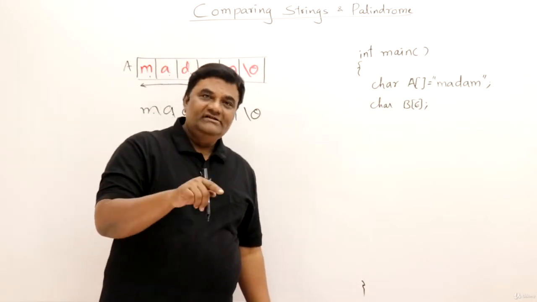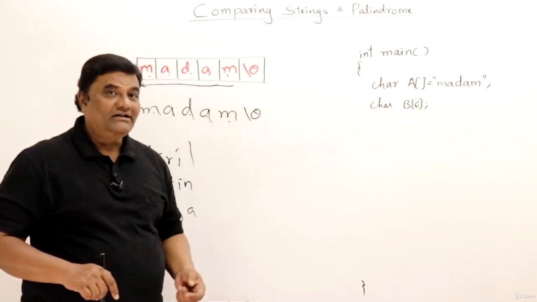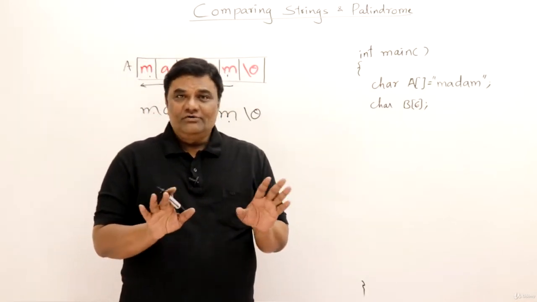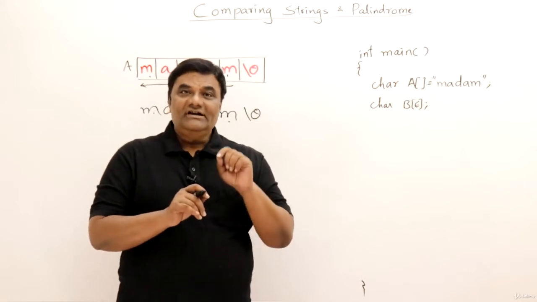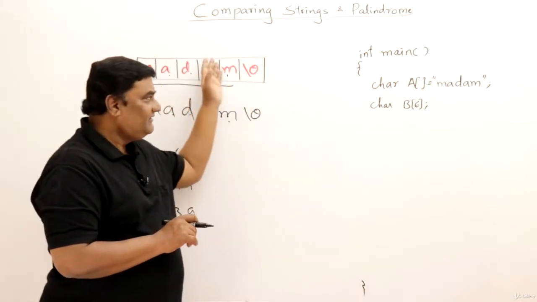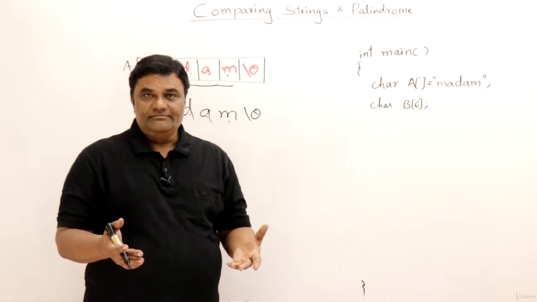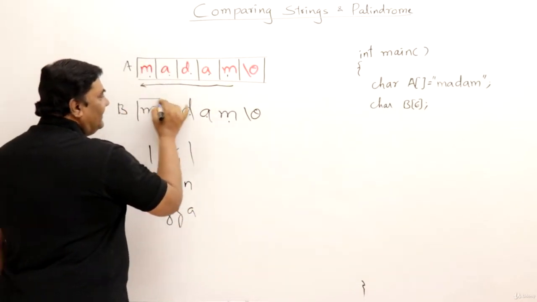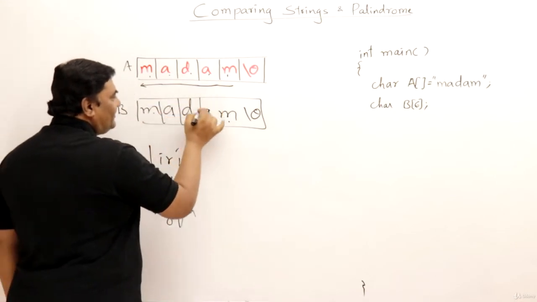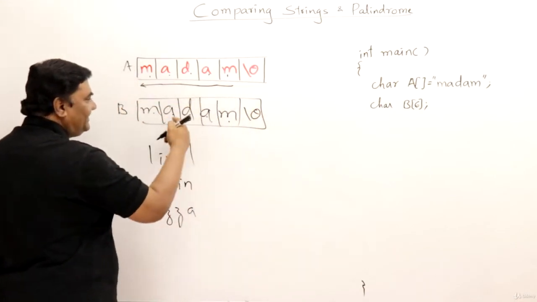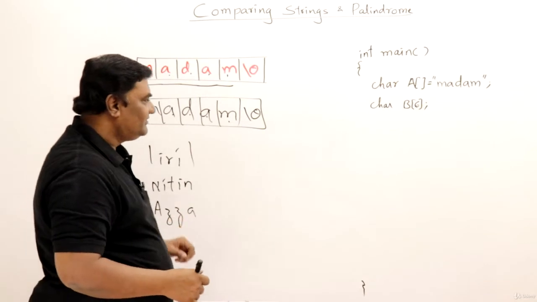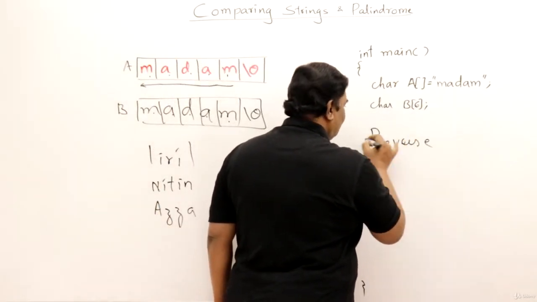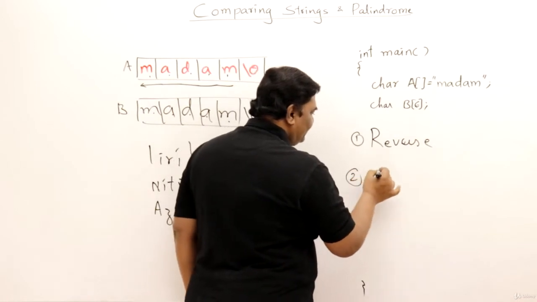We have already seen how to compare two strings and how to know whether they are equal, or the first one is greater or smaller. So we don't want greater or smaller, we want to know whether they are equal or not. If they are equal, then it's a palindrome. So you take an array A and an array B. In B you copy the elements from A in reverse, then compare them. So reverse and compare: the first step is reverse and the second is compare.